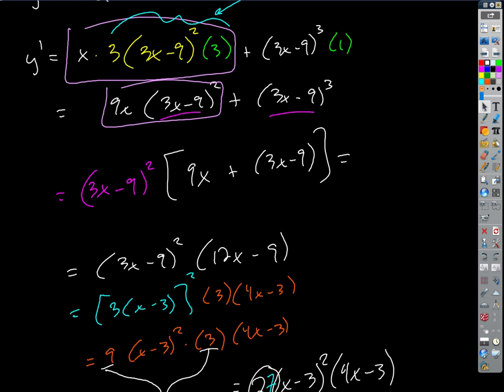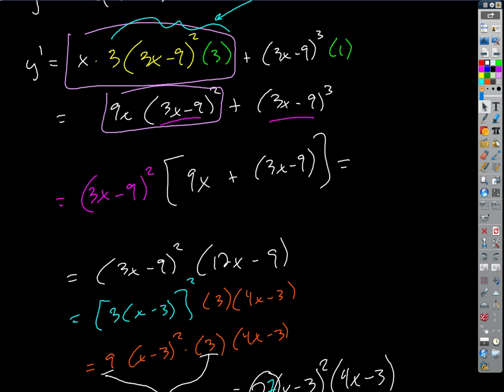That's because that's what was left over when we did the derivative, right? And we just simplified this first term a little bit. We just said that 3 times 3x is 9x. And then we're left with a 3x minus 9 squared. And then over here, we just had a 3x minus 9 cubed. Well, we've got 2 terms, right?